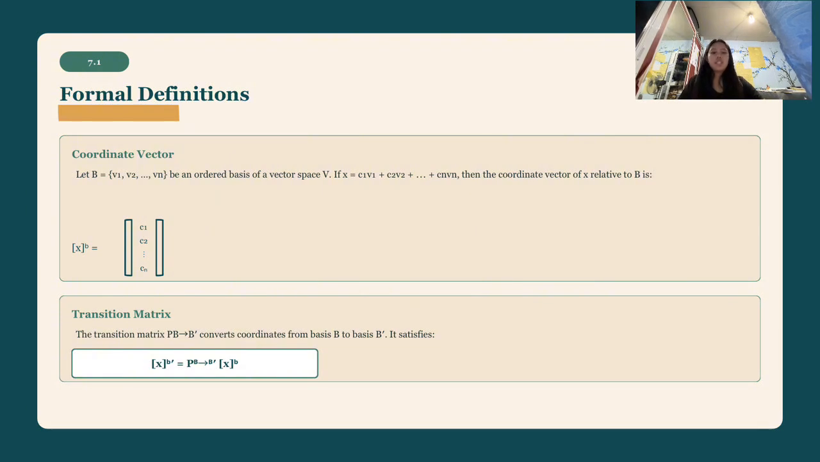Next is the transition matrix. The transition matrix converts coordinate vectors from one basis to another. The formula shown tells us that multiplying the coordinate vector by the transition matrix gives its coordinates in the new basis. This process allows us to move between different coordinate systems efficiently.